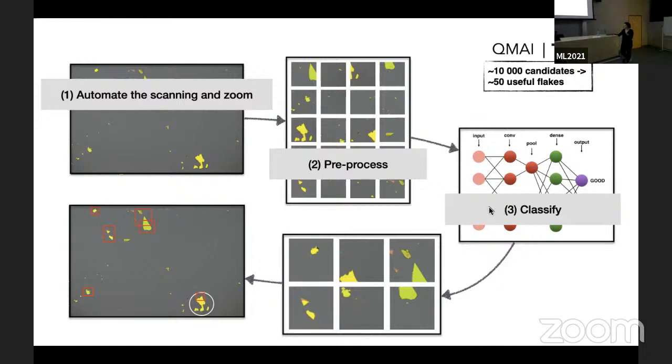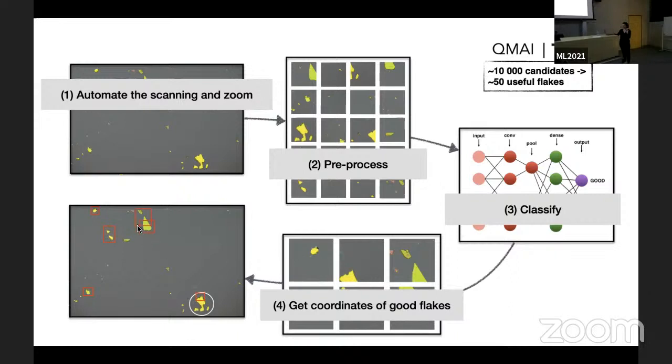Then you build a classifier, which in our case grew up to be this very deep convolutional network with a lot of filters. And then again, it's not the end, right? Because the fact that my computer tells me this is a good flake is not enough. So I also need to write a script to tell me where the good flake is in the square, where the square is on the picture, and then where the picture is on the wafer.